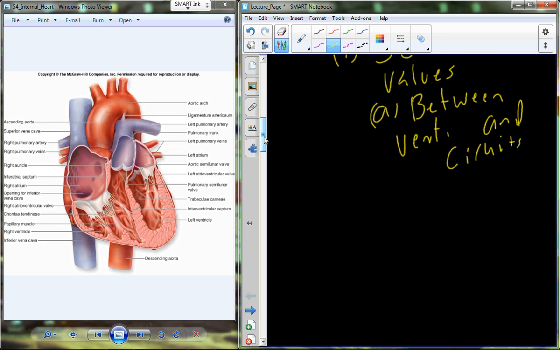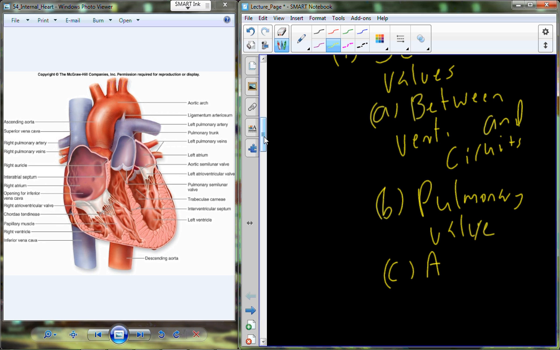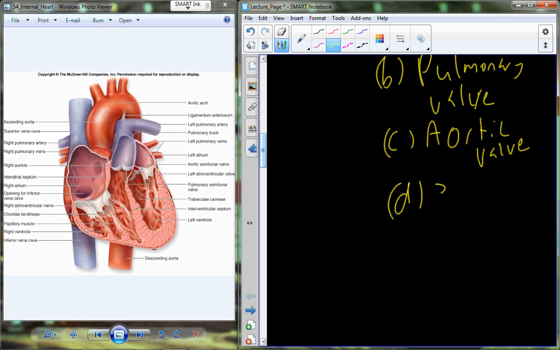So it's proper to call them semilunar valves, or you can simply refer to them as the pulmonary valve or pulmonary semilunar valve and the aortic valve or aortic semilunar valve. So why semilunar? There are going to be three cusps in each of these valves. And these three cusps or leaflets actually have a moon shape. And so they look somewhat like the moon, so they are semilunar.